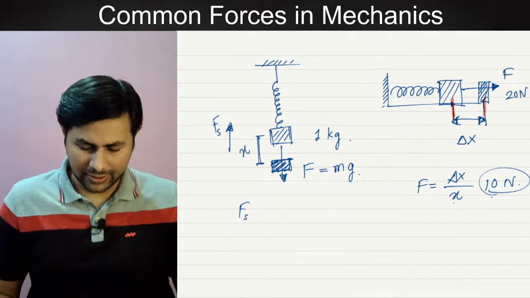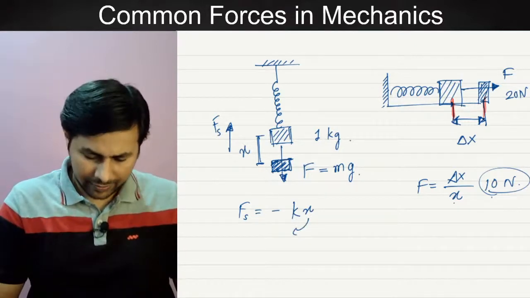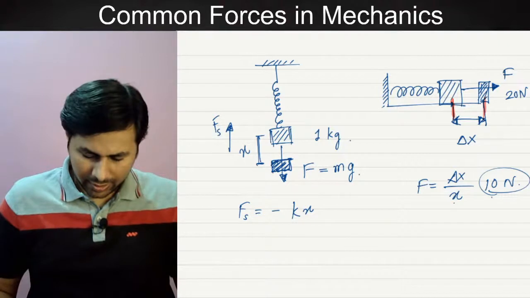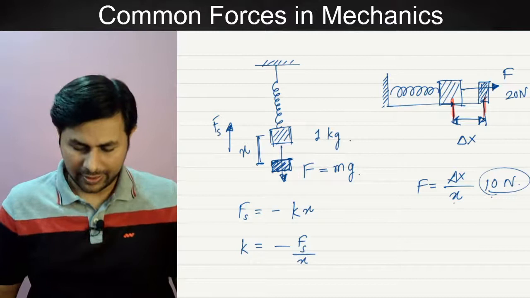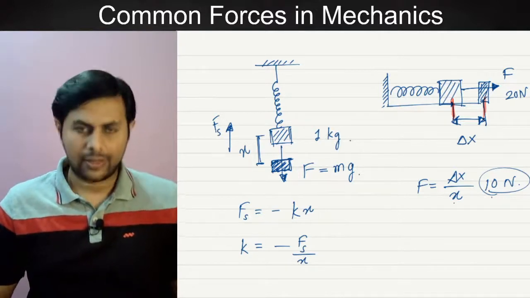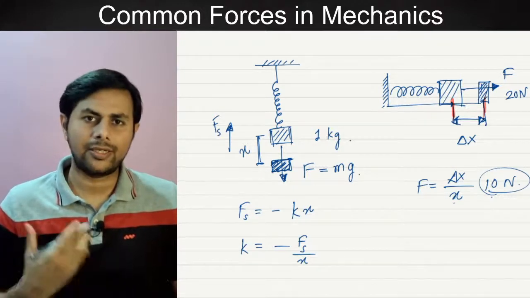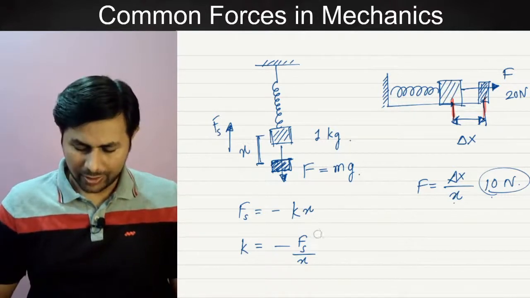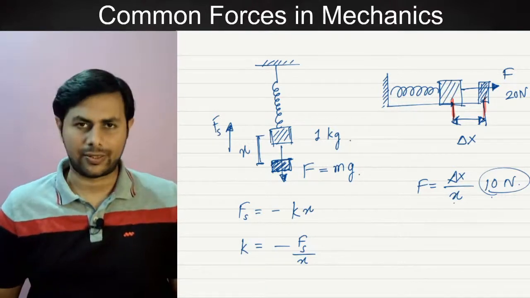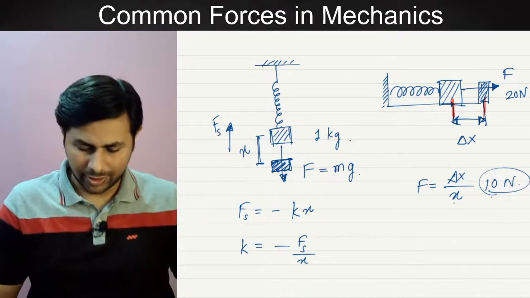Since Fs is equal to minus k times x, we can take this x to the other side. So k will be equal to what? Minus Fs divided by x. Under equilibrium, this Fs, the spring force, will be equal to the externally exerted force, which in this case is gravitational force. So it is 10 divided by x. This way we can calculate k, and we can substitute it over here.